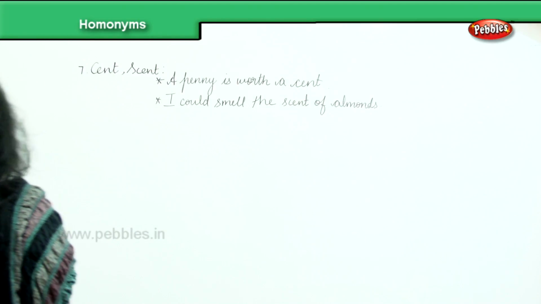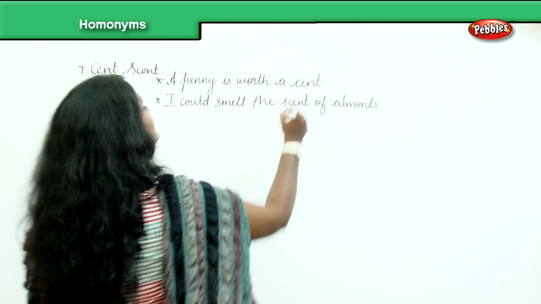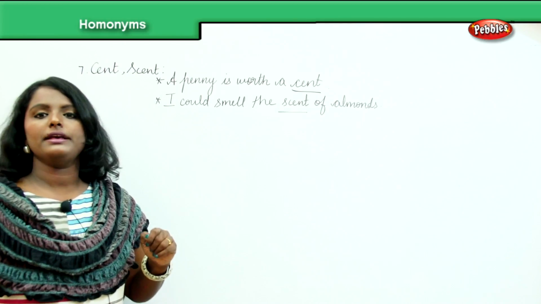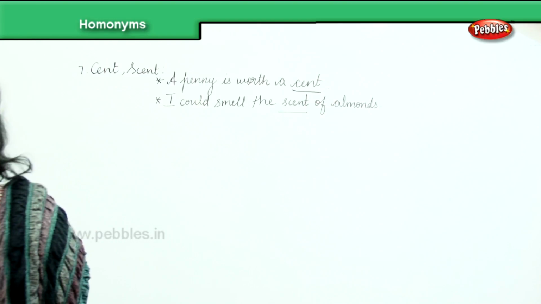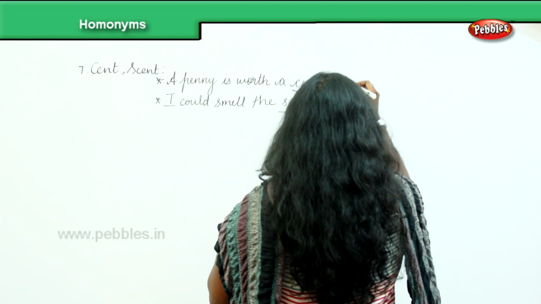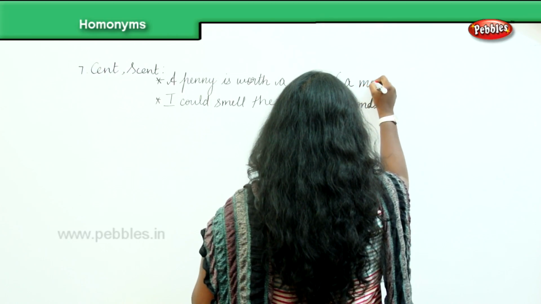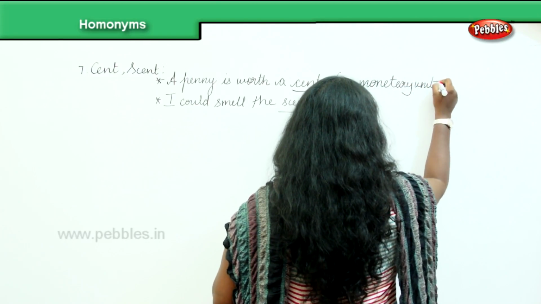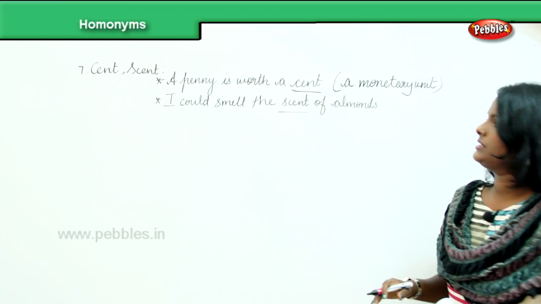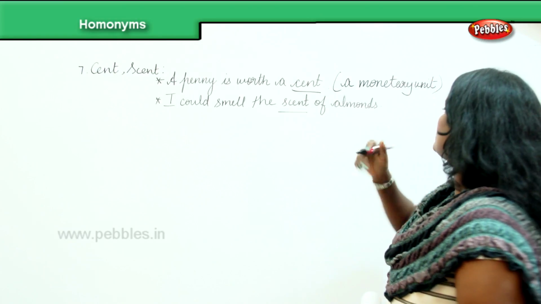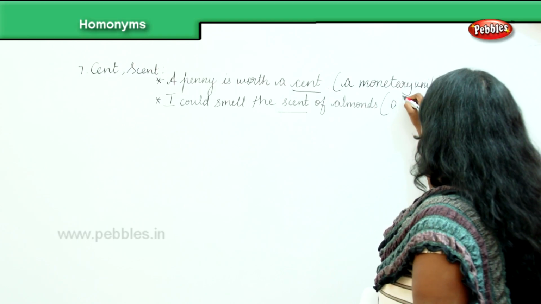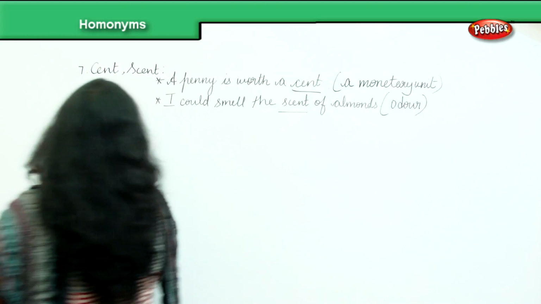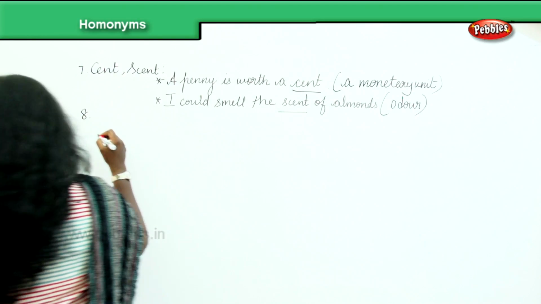Okay, let's deal with these sentences first. Let me highlight sent and sent. So this sent means, what does CENT mean? This cent means a monetary unit. It's a value of money. Cents, it's a US monetary unit. Whereas I could smell the scent of almonds. This scent means the odor, the smell. Next set of words.